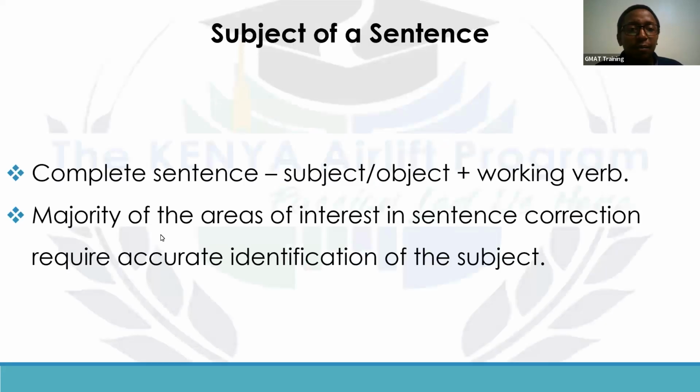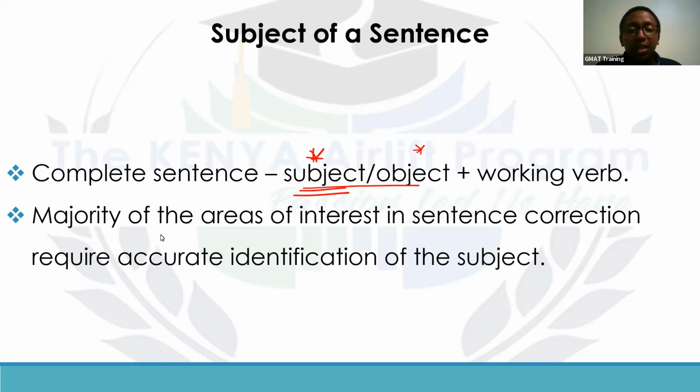So basically, a complete sentence must have a subject or an object and a working verb. We say subject or object because if it's in the active voice, it has to have a subject, and if it's in the passive voice, it can have only an object and it won't have a subject. Because the majority of the sentences that we'll find in GMAT are in active voice, we'll mostly be dealing with subjects and the other aspects of the sentence.